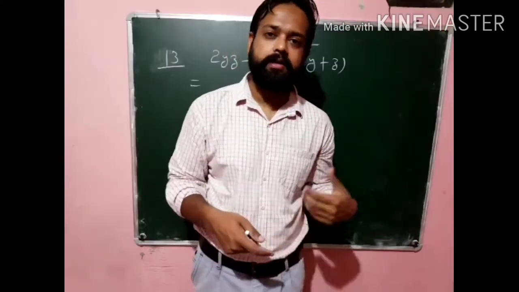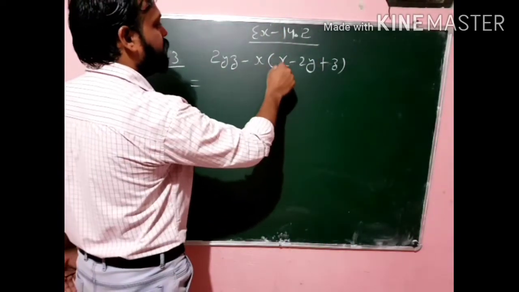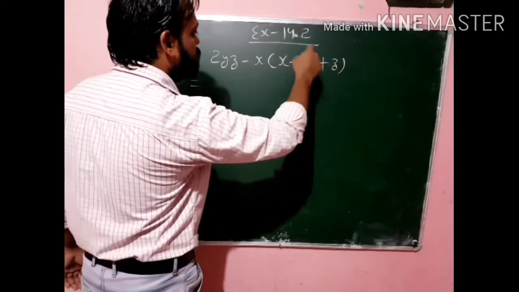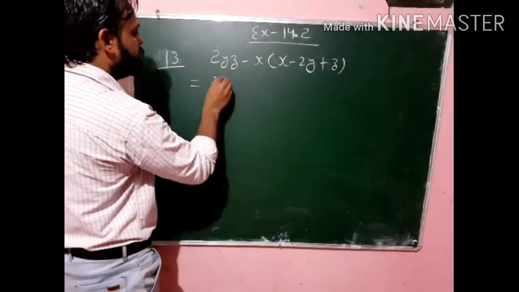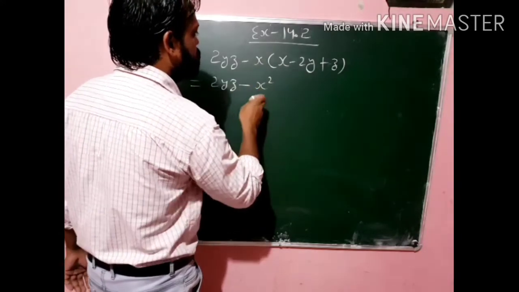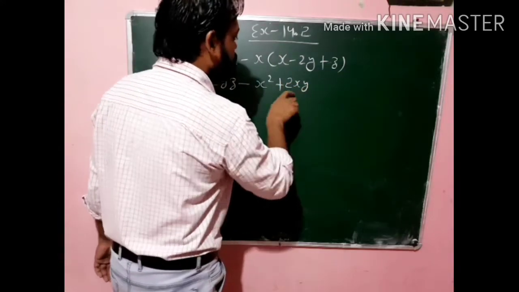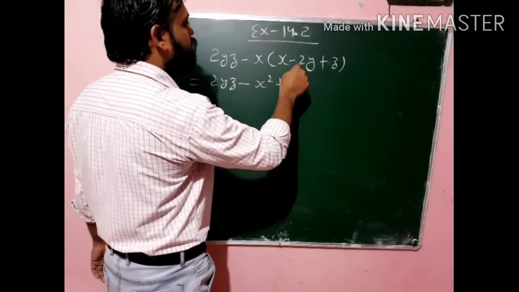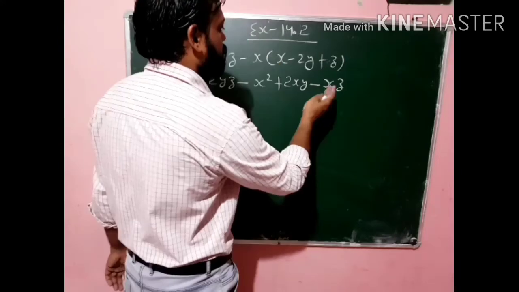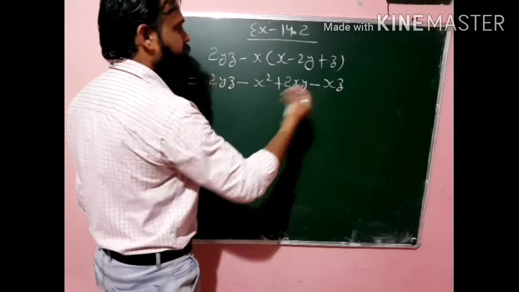So okay, let's start its 13th part. You can see in the 13th part: 2yz minus x into bracket x minus 2y plus z. So of course first of all we have to multiply this x with each term in this bracket. So now you can see this will become 2yz. Now minus is here, x into x is x square, and multiply this 2y with x, so it will become 2xy, because 2 multiplied by y multiplied by x will become 2xy. Then this plus minus is minus, and multiply this z with x, minus x into z, so it will become xz.